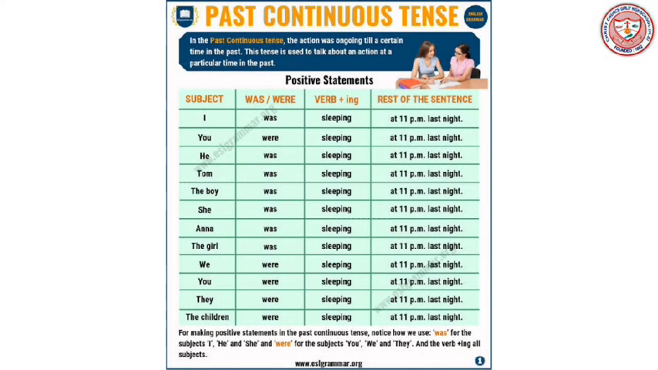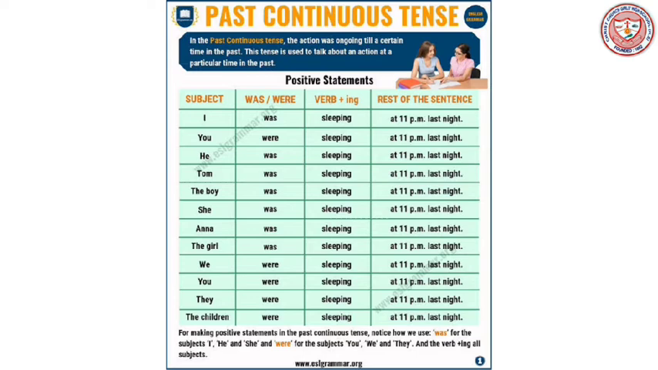Look at the chart. For making positive statements in the past continuous tense, notice how we use was for the subjects I, he, she, and were for the subjects you, we, they, and the verb plus ing.